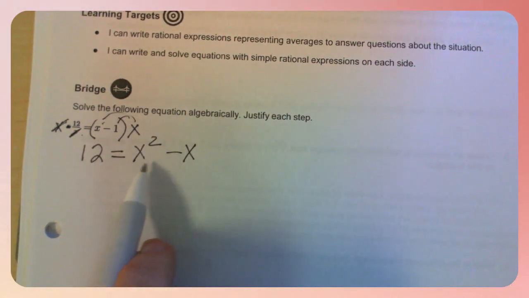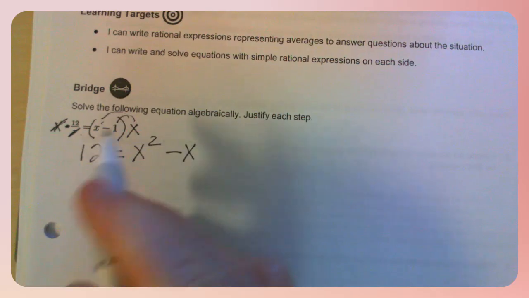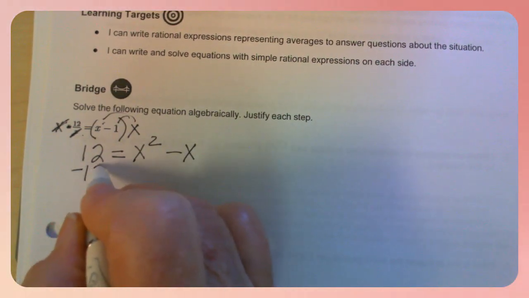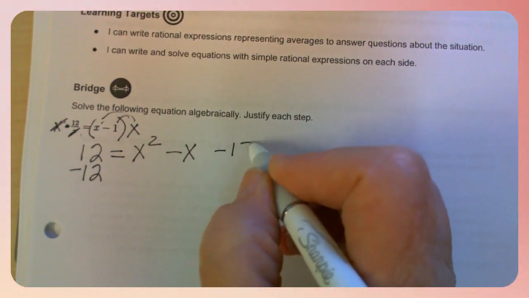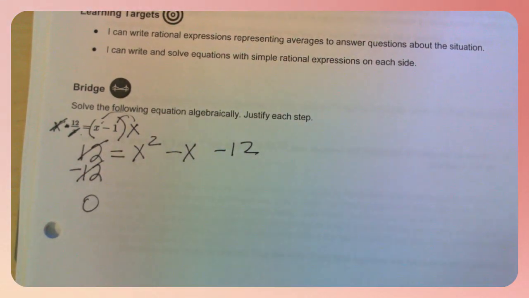Now, if you look at this, this looks like it could be a quadratic equation. But let's move this 12 to the right-hand side by subtracting 12 from both sides. 12 minus 12 is 0.